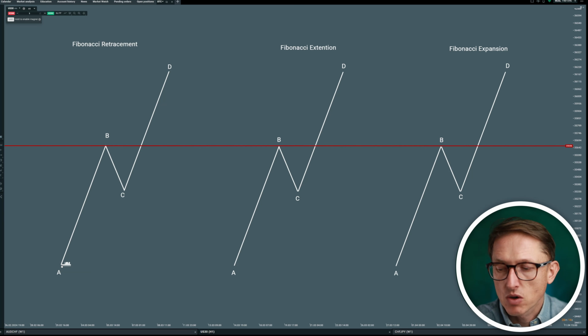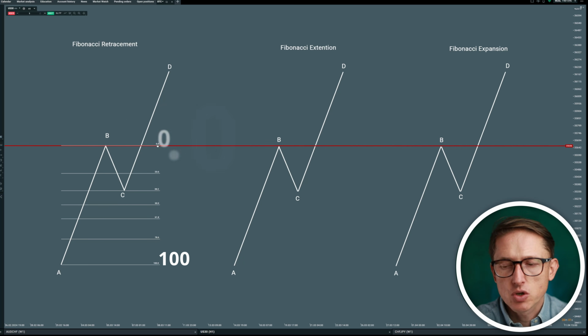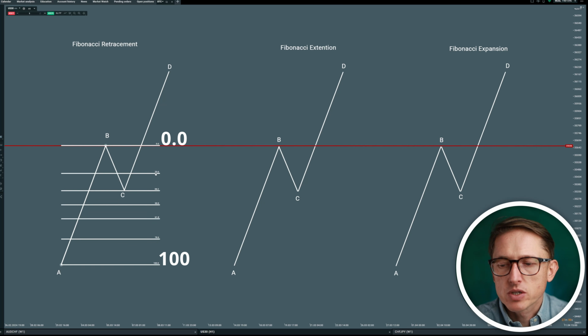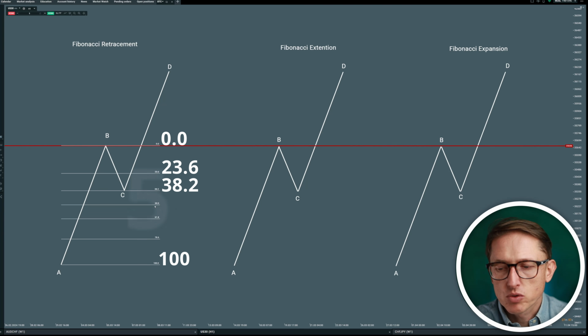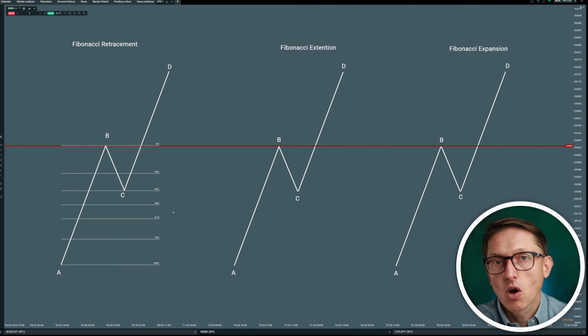Now we are clicking on point A and then point B. In this way, we've got this beautiful net which shows us 100% and 0%. There is 23.6, 38.2, 50. 50 is not a Fibonacci number, but we use it because the market loves to bounce off 50%.